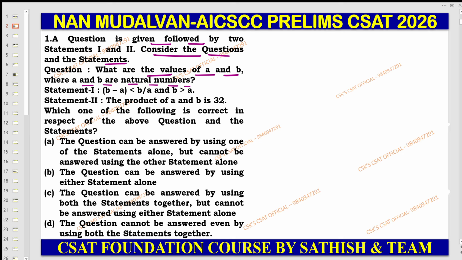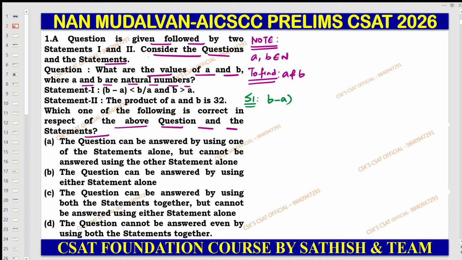Then four options are provided, which means: which of the following is correct in respect of the above question and the statements. So two statements are provided, followed by the four options, right? So let's see here. What are the things you have to note when solving this question? a and b belong to natural numbers, and to find a and b, these alone you have to focus on. Let's focus on statement number 1.